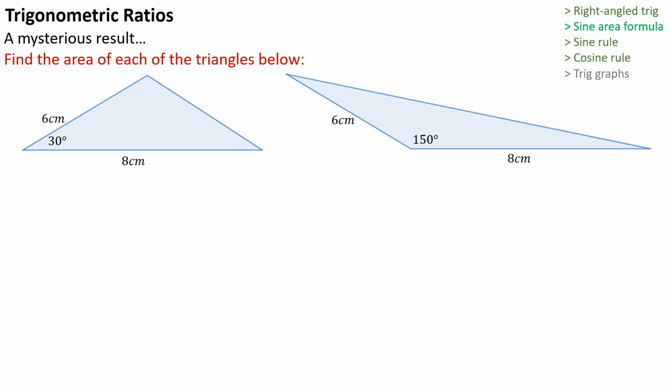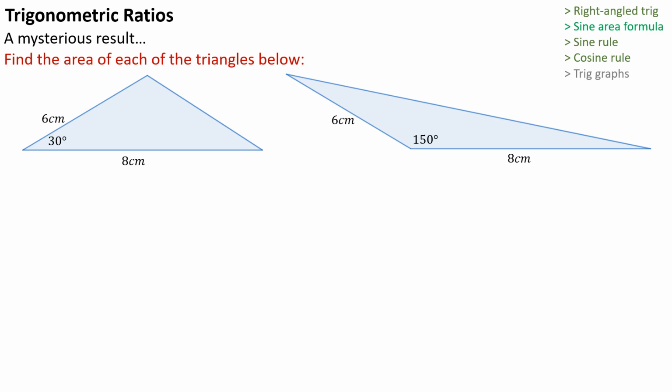The next thing I want to do is investigate an interesting phenomenon. I'd like you to use the sine area formula to calculate the area for each of these triangles. They both have the same base, 8 centimeters, and they both have a 6 centimeter side, but the angles between the 6 and the 8 centimeter sides are quite different. One is much bigger than the other one. So have a go at calculating the areas and see what you notice. Perhaps before you work them out, eyeball the shapes and decide which one you think is the biggest, and then see if you're right.